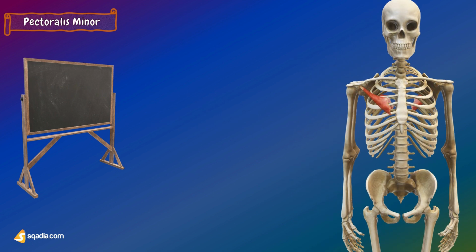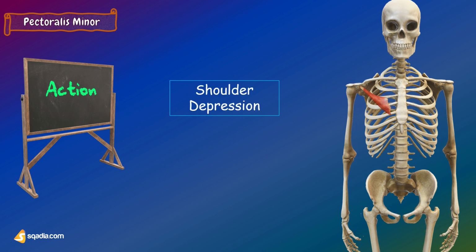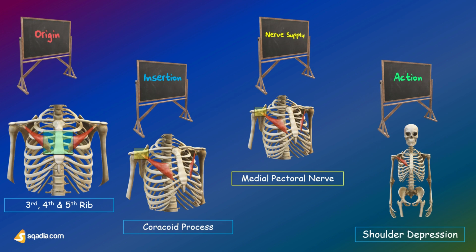The main function of this muscle is that it pulls the shoulder downward and forward. If the shoulder is fixed, it can also elevate the ribs of origin that are the third, fourth, and fifth. That was all about the pectoralis minor muscles. You can pause and review the information we have learned so far.